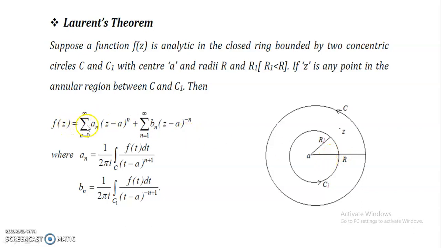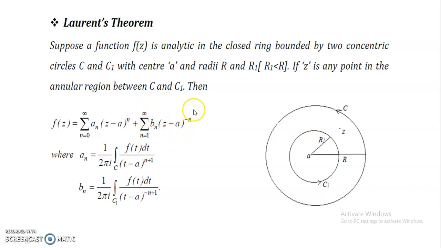the expansion of f(z) equals the summation of a_n (z minus a)^n, where n runs from 0 to infinity, and a_n is given by 1 over 2 pi i times the integral of f(t) dt over (t minus a)^(n+1). And then plus the summation of b_n into (z minus a)^(-n), that is, b_n over (z minus a)^n, where n runs from 1 to infinity.